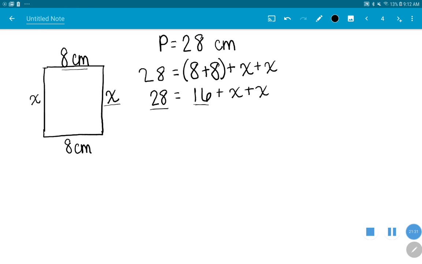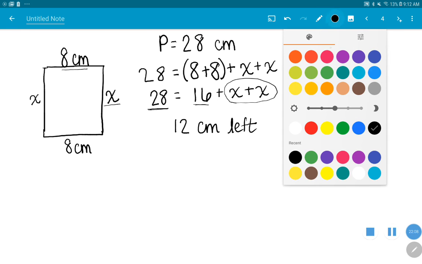So I'm going to figure out how many more are represented by the two widths. From 16 to 28, I need 4 more to get to 20, plus 8 more to get to 28. So that means that I have 12 centimeters left so that I can get a total of 28. And I need to split that 12 centimeters between two sides, between my two widths.